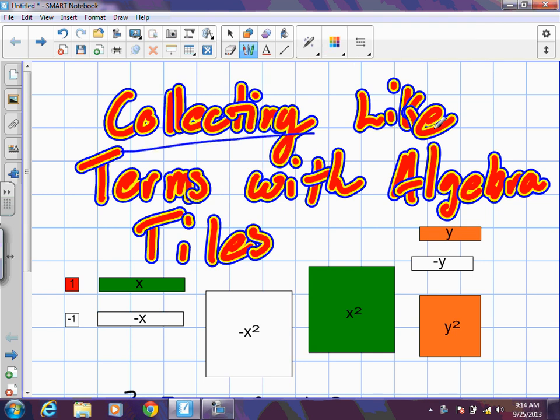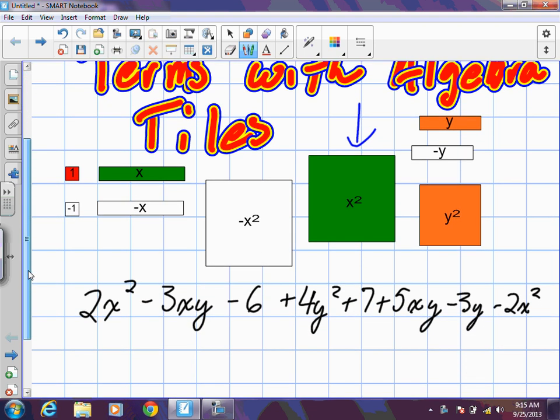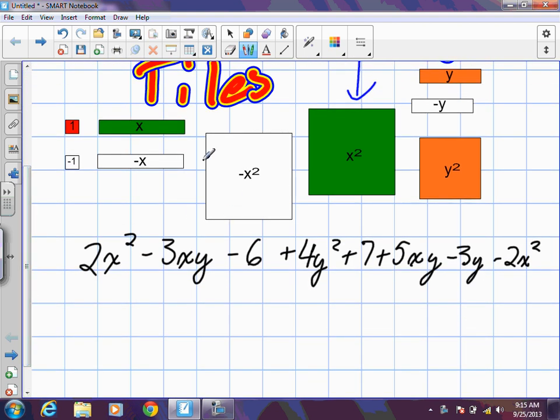We're going to work on collecting like terms, and we're going to try to put together the algebra of collecting like terms, so that's the actual numbers we look at, along with these concrete materials, which are called algebra tiles. Okay. This is a question directly out of your homework. It is definitely a more difficult question. There are many terms involved. 2, 3, 4, 5, 6, 7, 8. We have 8 terms.